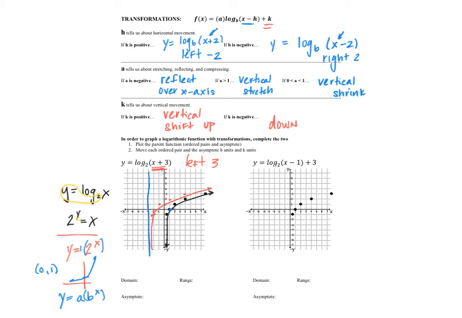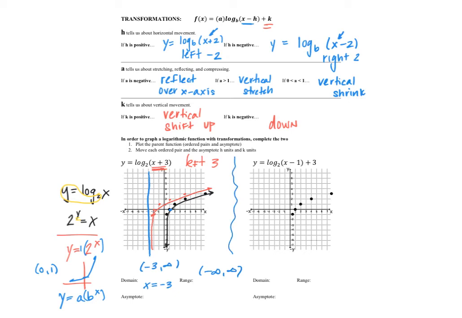All right, domain and range. My domain is limited by the asymptote, so that means it's going to be from -3 to positive infinity. Range, negative infinity to positive infinity. And again, we said our asymptote is going to be x equals -3 because that is represented by my horizontal transformation. Let's take a look at this one.